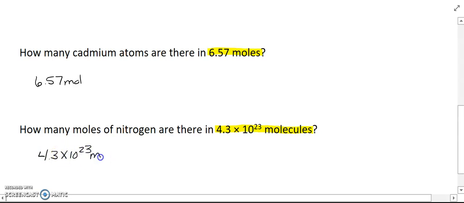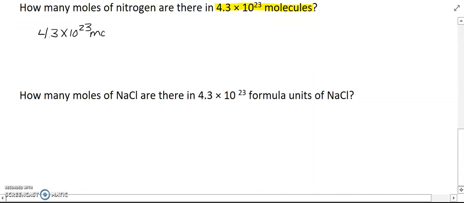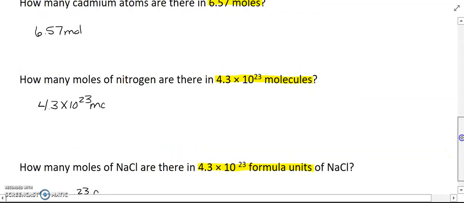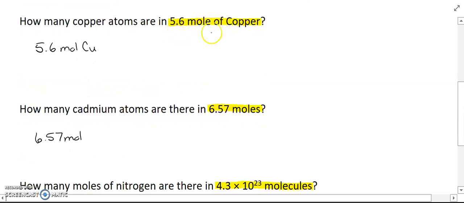And I'm going to use MC for molecules then. And then the last problem that I have on my sheet is going to be 4.3 times 10 to the 23rd formula units. And again, whatever number they give me is going to be my place to start. And I'm going to use the F and then the UN from units as my abbreviation. So when I take a look at a problem, any chemistry problem, find the number and find the unit, and that becomes your starting place.